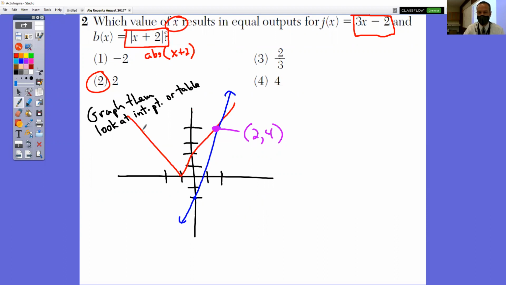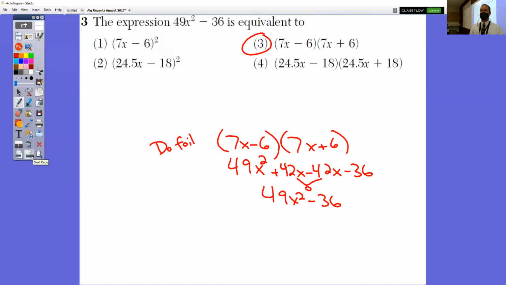So anyway, when you graph it, the absolute value looks like this V-shaped graph. 3x minus 2 is this blue straight line. So at what x value do they cross? Well, they cross right here at 2. The intersection point is 2, 4. The 2 is your x value.